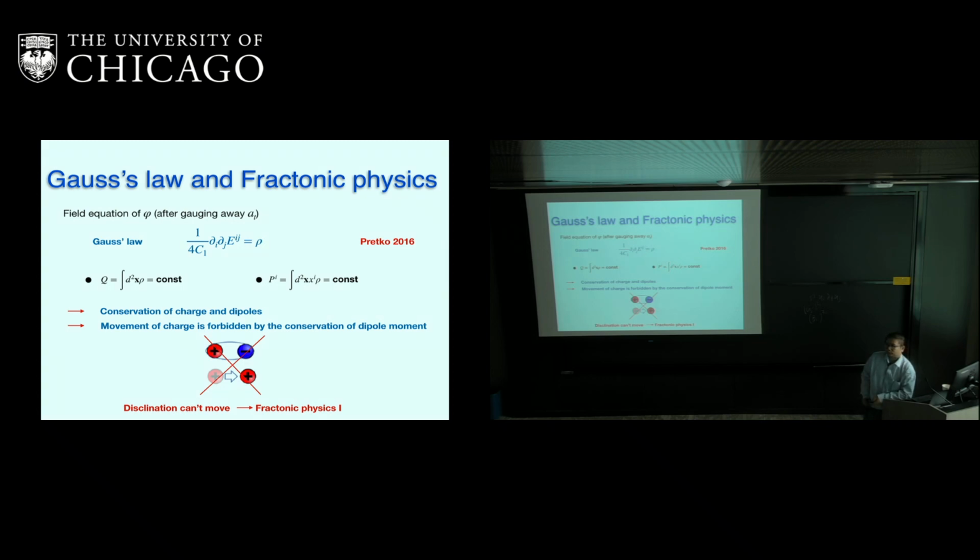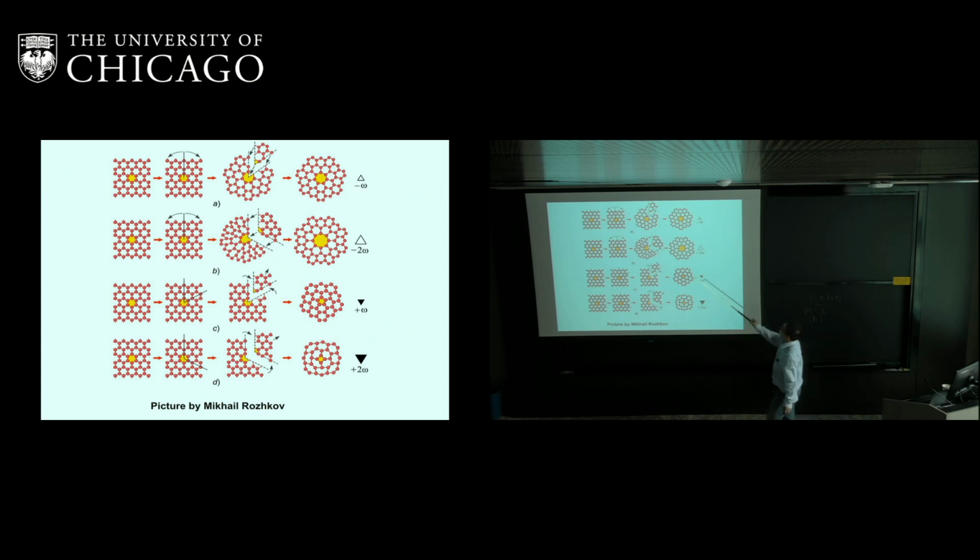But can it move in any direction? From this picture, you're saying that if you want to move this somewhere, you need to add a lot of atoms or remove a lot of atoms, right? So fractons can move somewhere. The dipole can move. The monopole cannot move. It's not the dipole, it's the monopole. The monopole cannot move.